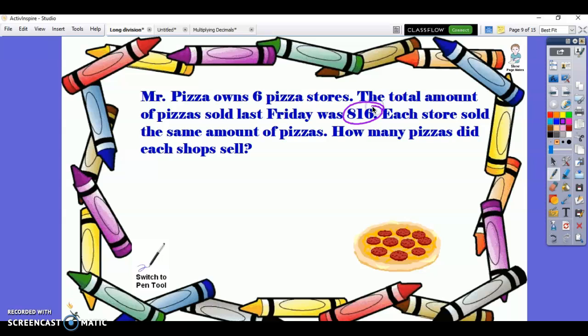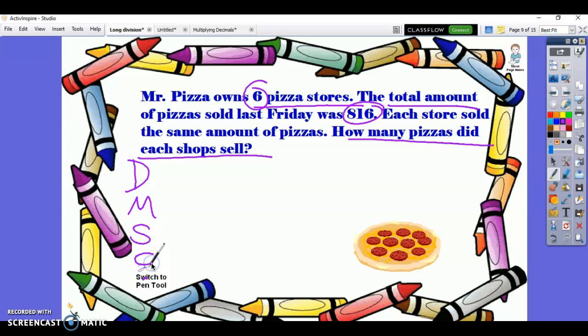There is a total amount of 816. He is separating those pizzas up into 6 stores. So those pizzas are 816. You're dividing it up into 6 stores. So this sounds like division. How many pizzas did each shop sell? So remember, it's divide, multiply, subtract, check, bring down or bring up. So remember, dividend divided by divisor. And then you're thinking, here's your multiplication. How many times can 6 divide into 8? Oh, it's 1. Then 6 times 1 is 6.